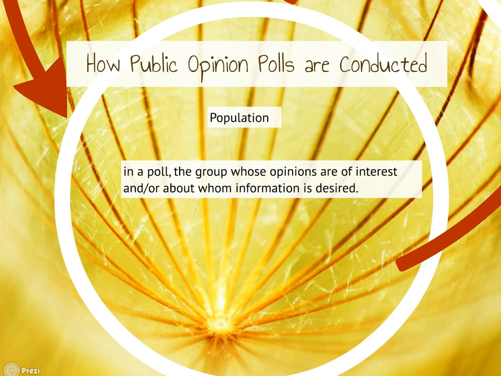The process of conducting a public opinion poll consists of several steps. Those conducting the poll first need to determine the population they are targeting for the survey, the group of people whose opinions are of interest and about whom information is desired. So let's take an example.